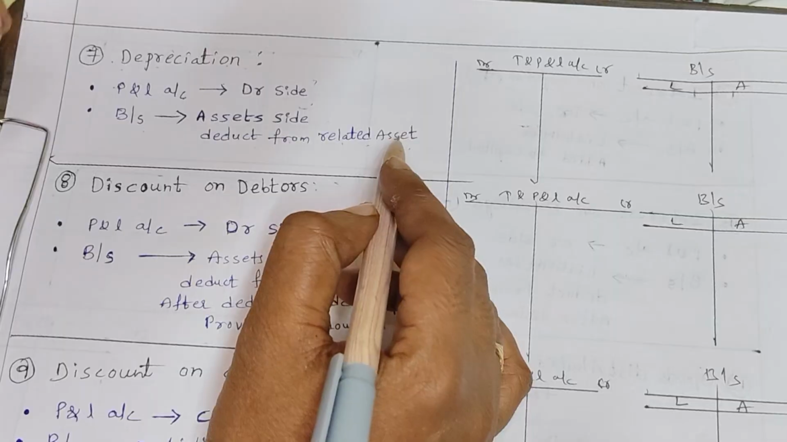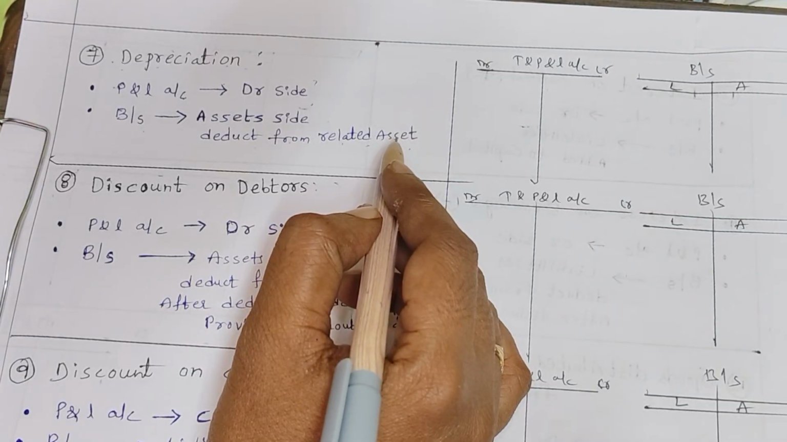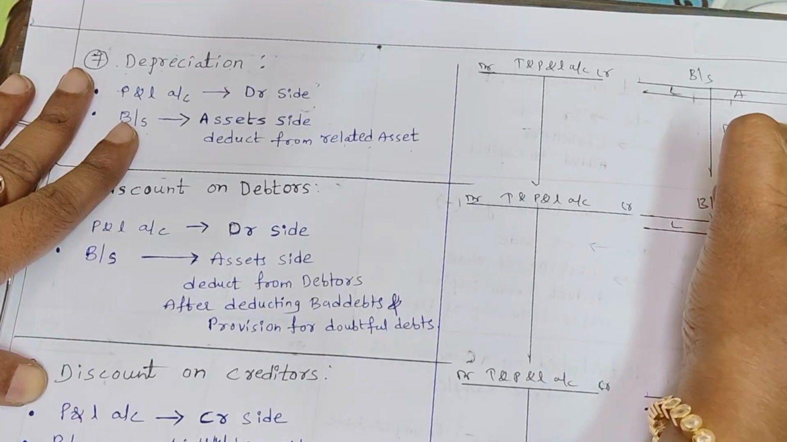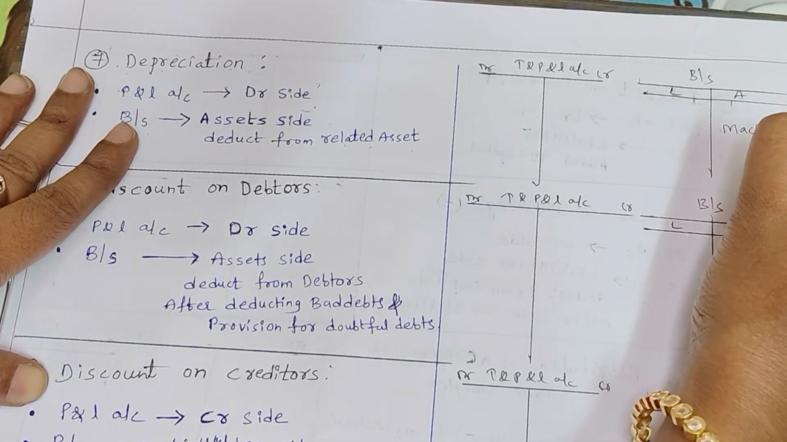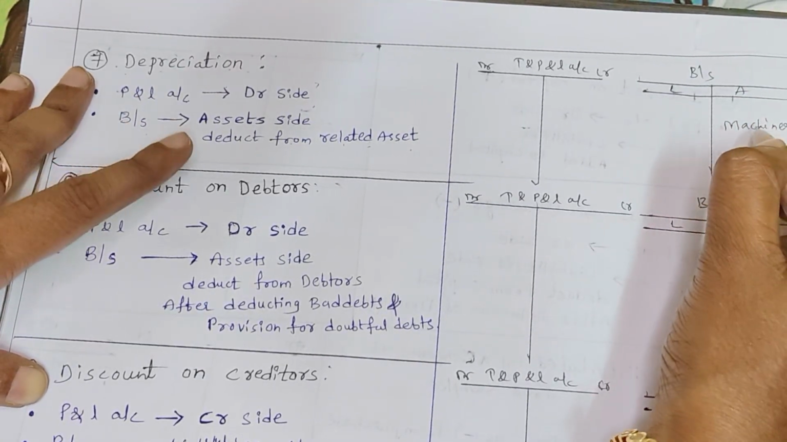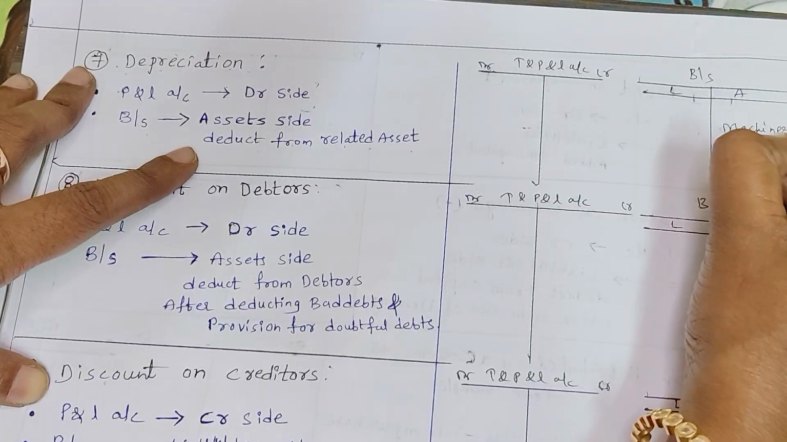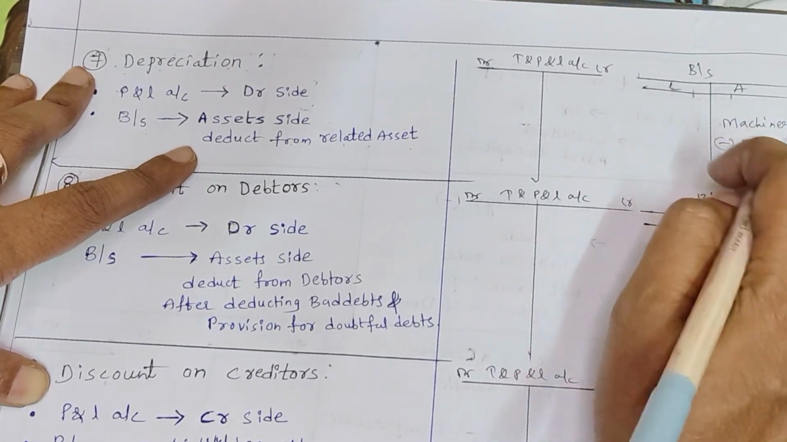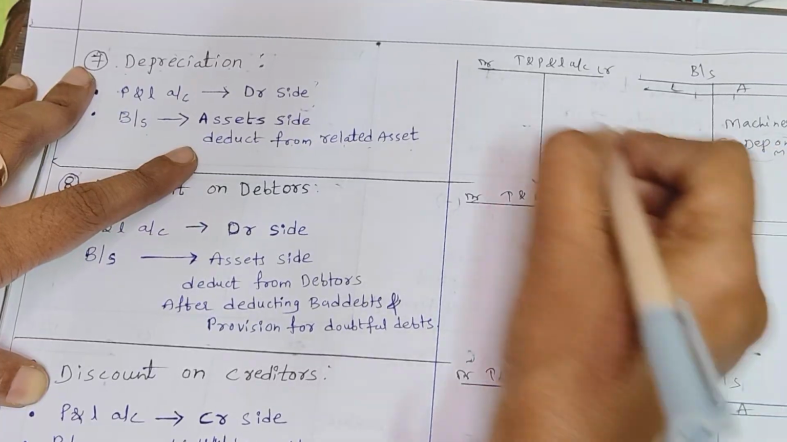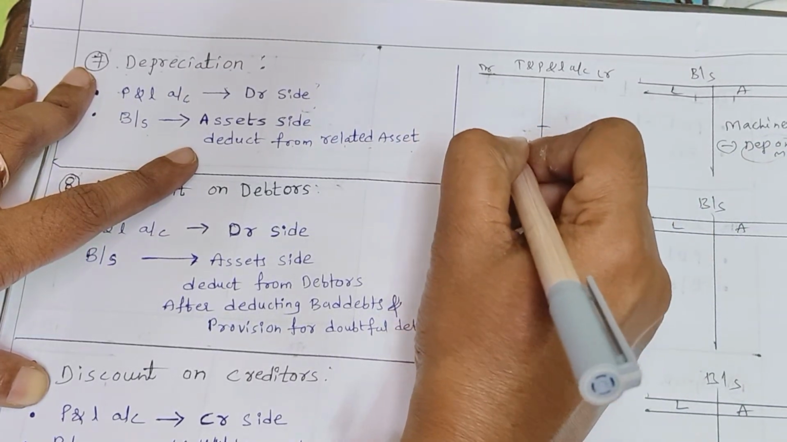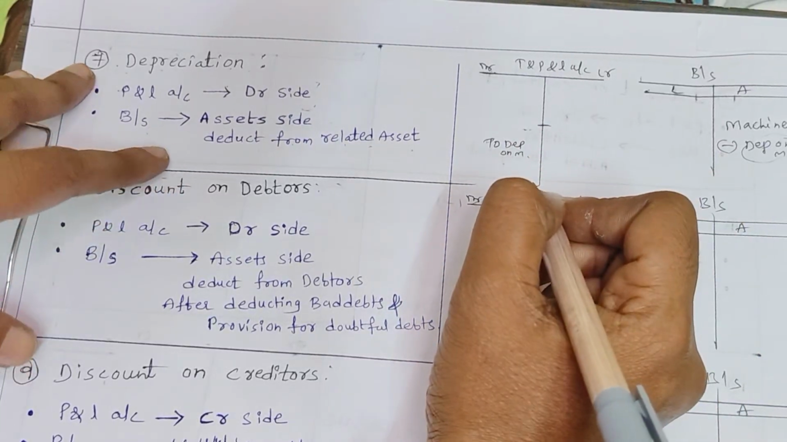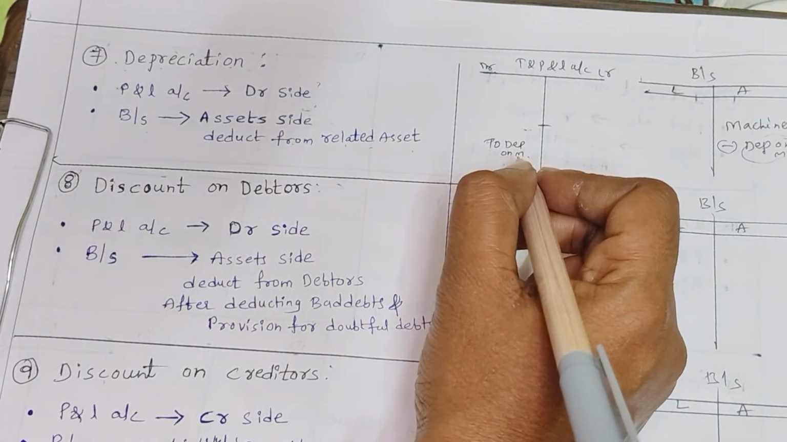For example, depreciation on machinery. So machinery is available in the balance sheet asset side, okay, because it is a fixed asset. From that machinery we are deducting this depreciation on machinery. Okay, again this depreciation of machinery, where we should write? In the profit and loss account debit side, depreciation on machinery. Okay, because it is a loss.